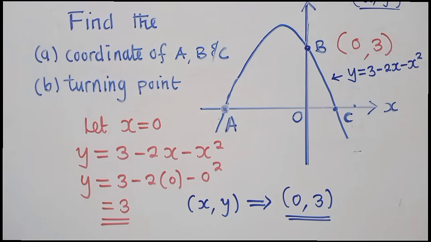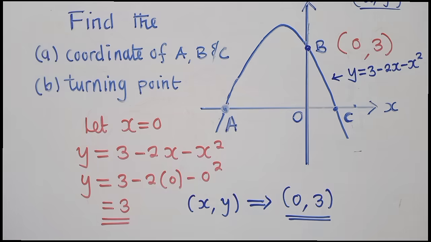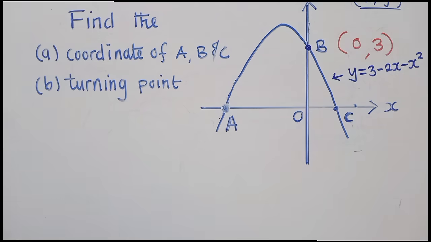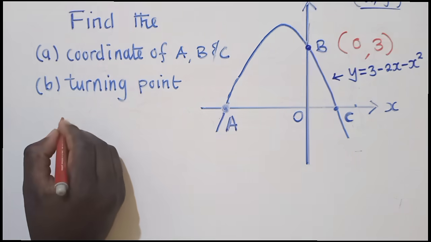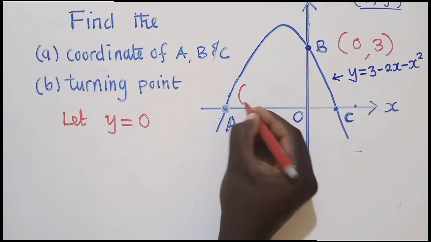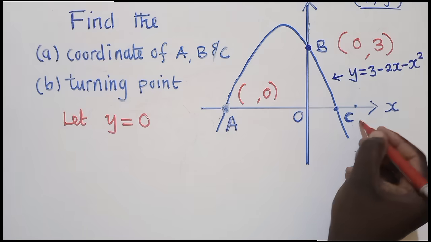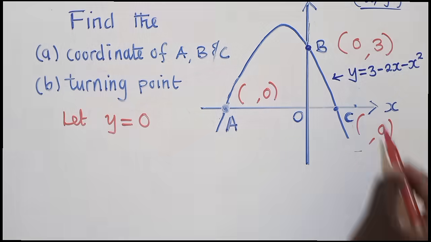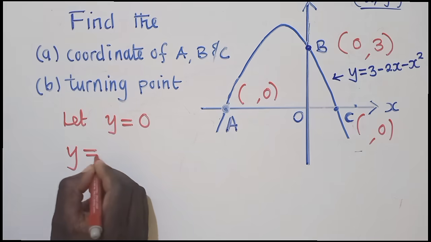So let's go to the coordinates at A and C. For the coordinates at A and C, this is the x-intercept, meaning the y here will be equal to 0. So we shall say let y be equal to 0. x we don't know, but y we know, it's a 0. You see, like it was here, it's now opposite.